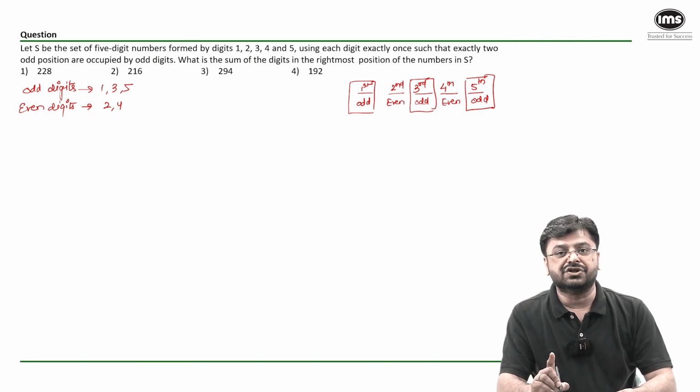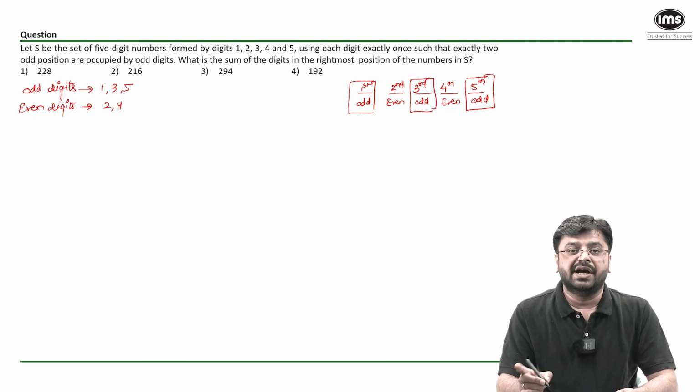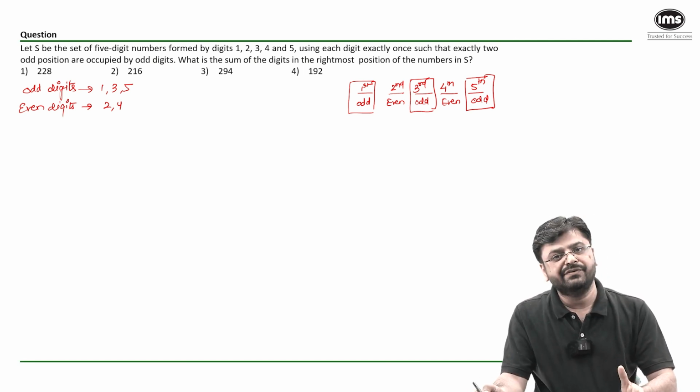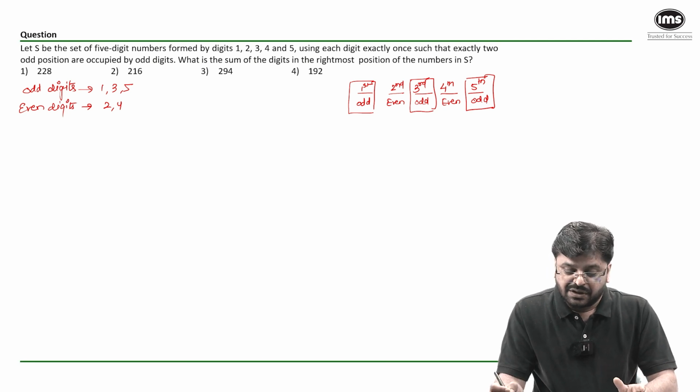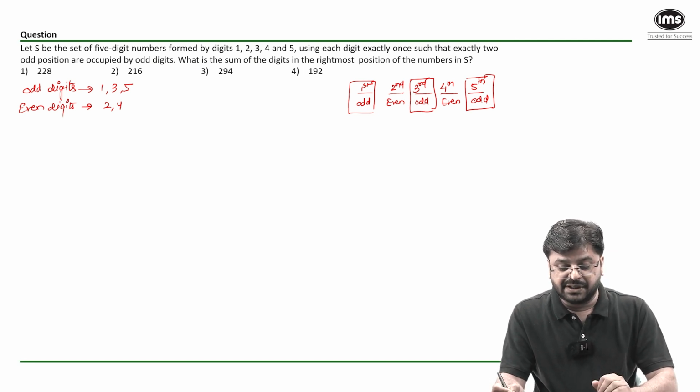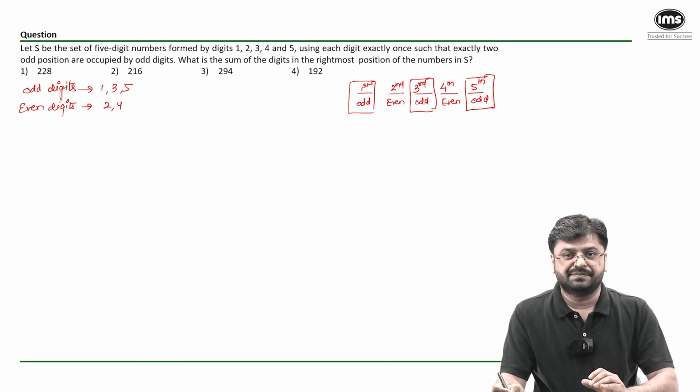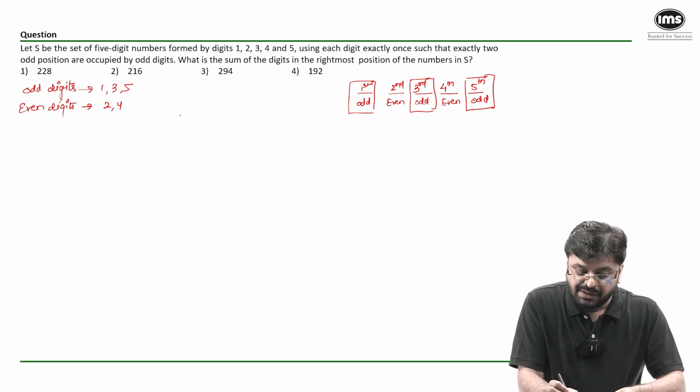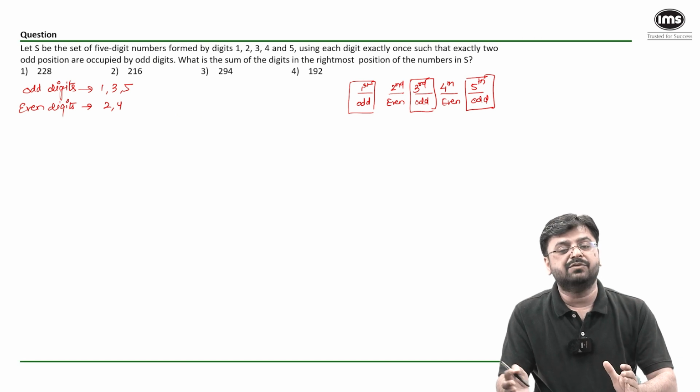exactly at 2 positions, there should be odd numbers. And at the third odd place, there should be an even digit. Now the question is, what is the sum of the digits in the rightmost position of the number? Now, sum of the digits in the rightmost position.